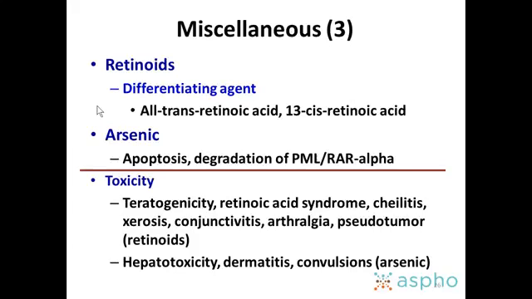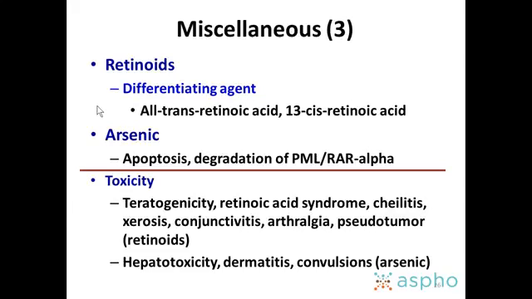Retinoids are other agents, which are the main area which we use in the treatment of APML and in the treatment of neuroblastoma. The two forms are all-trans retinoic acid, which is used in APML, and 13-cis-retinoic acid, which is used in the treatment of retinoblastoma. And then, of course, we use arsenic now, which acts by causing apoptosis and degradation of the PML-RAR alpha receptor, and continues to be investigated in APML.